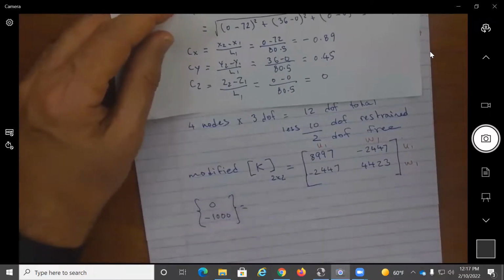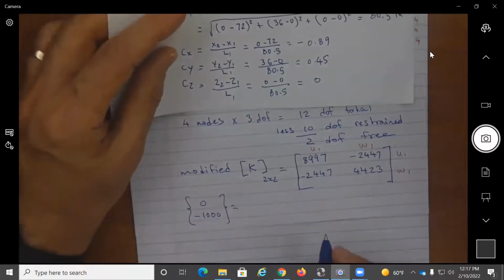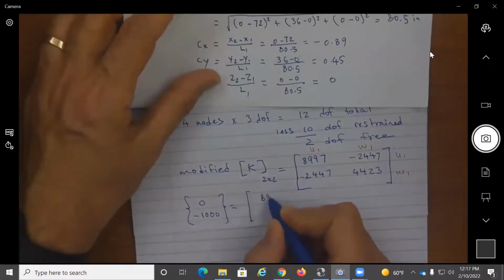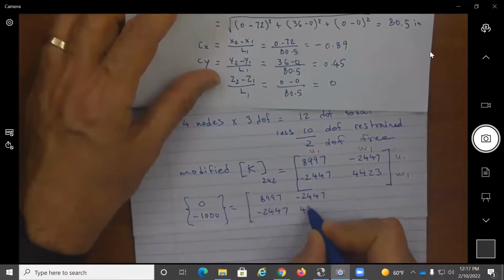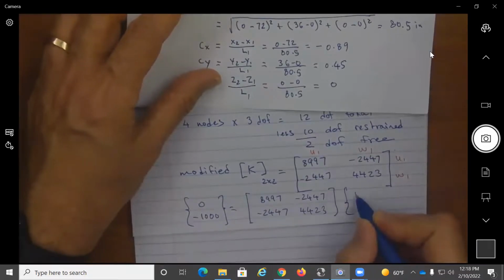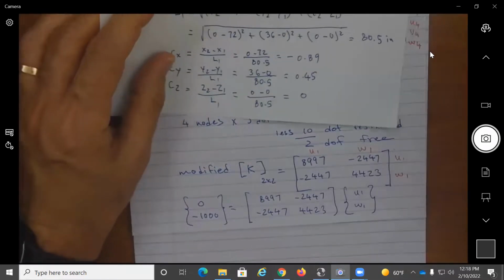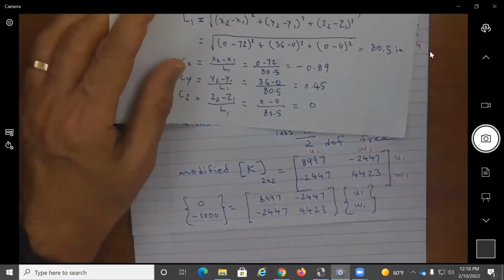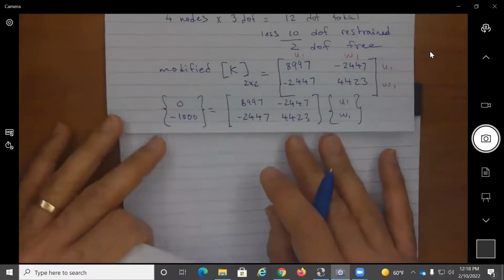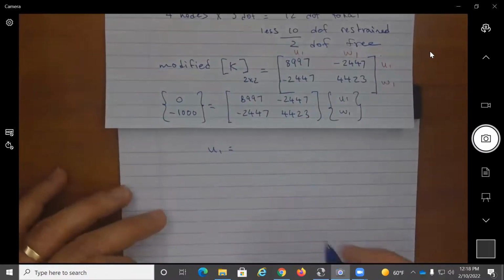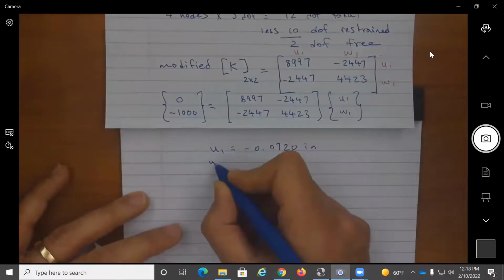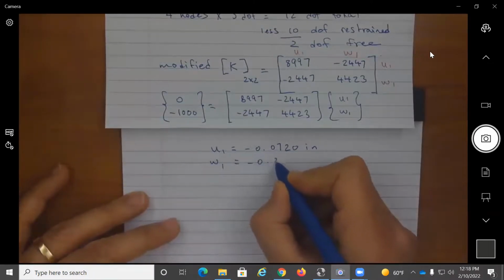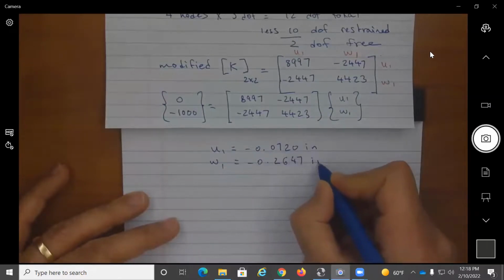This is F is equal to this K, which is the 8997, minus 2447, minus 2447 and 4423, multiplied by U1 W1. This is my modified global stiffness equations after applying the boundary conditions. Okay. So when we solve, we'll get that U1 is equal to minus 0.0720 inches, and W1 is equal to minus 0.2647 inches.